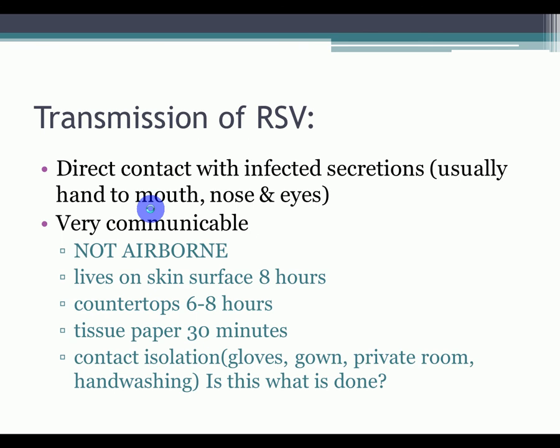Transmission of RSV is by direct contact with infected secretions, usually hand to mouth, nose to eyes. It is very communicable, but it's not airborne. It does live on skin surfaces for 8 hours, countertops 6 to 8 hours, and tissue paper 30 minutes. Contact isolation, so you need gloves, gown, private room, and hand washing.